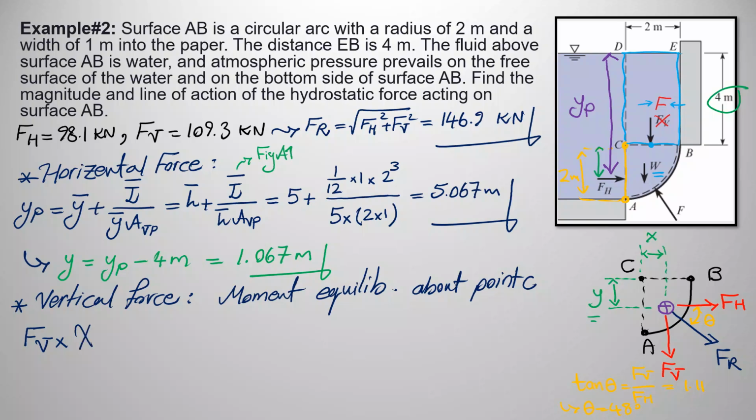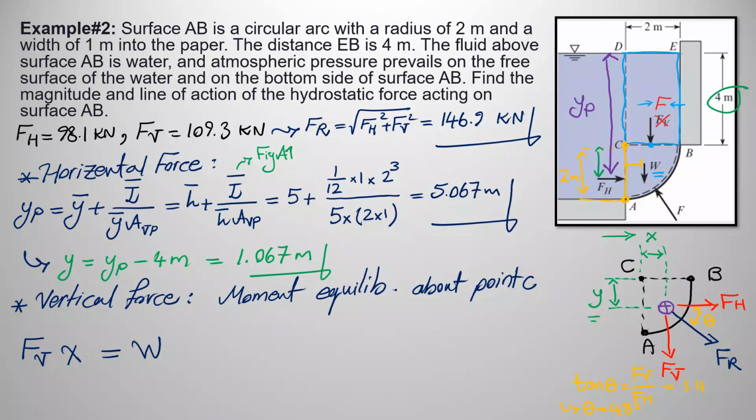And we're talking about this X over here, right? In order to make it clear, the moment that the vertical force generates is equal to F of vertical times X. And we are talking about this X over here, right? We are writing the moment equilibrium about point C. Now, other forces are W and F. The moment that W generates is weight times this distance over here. This distance that I'm showing over here, right?